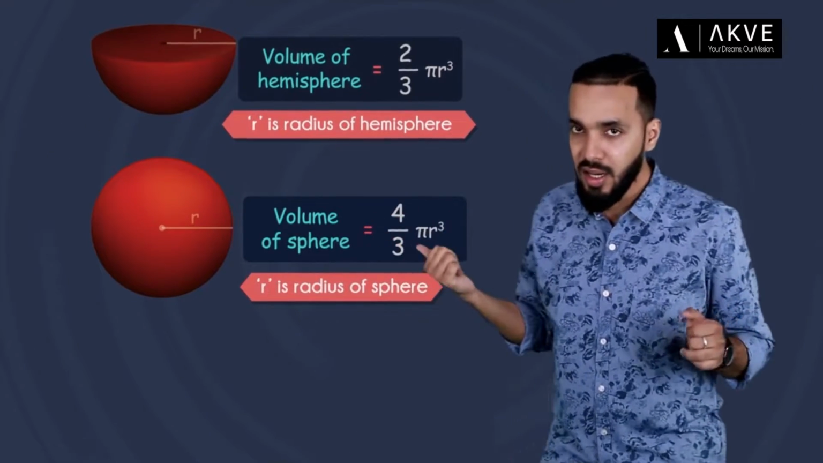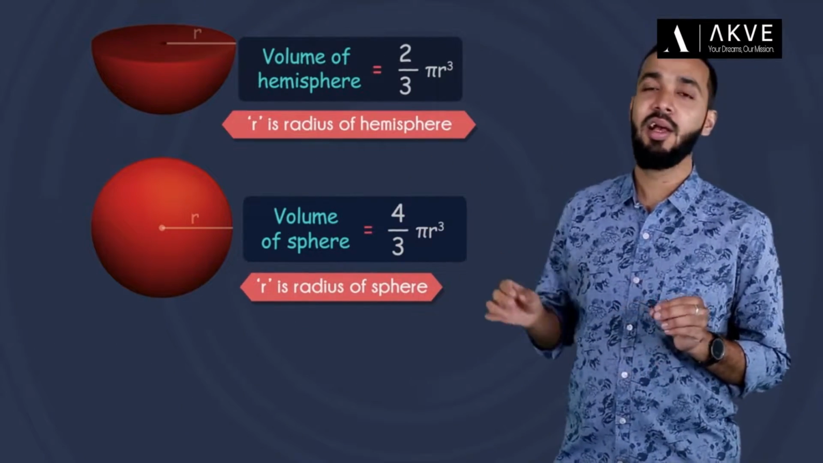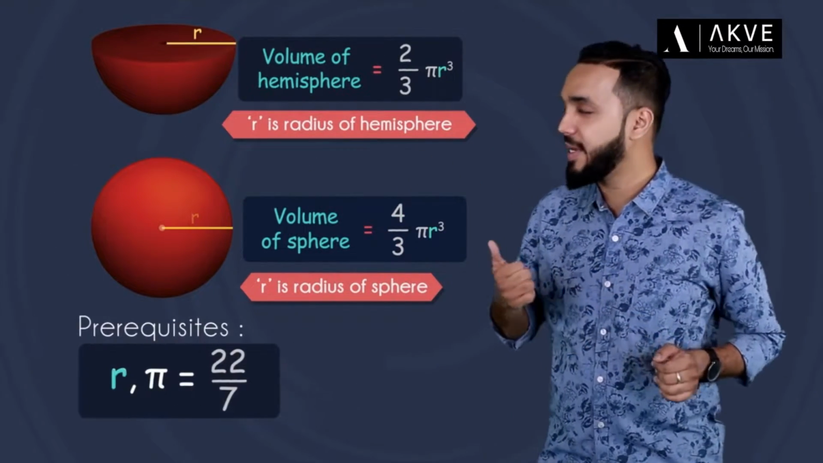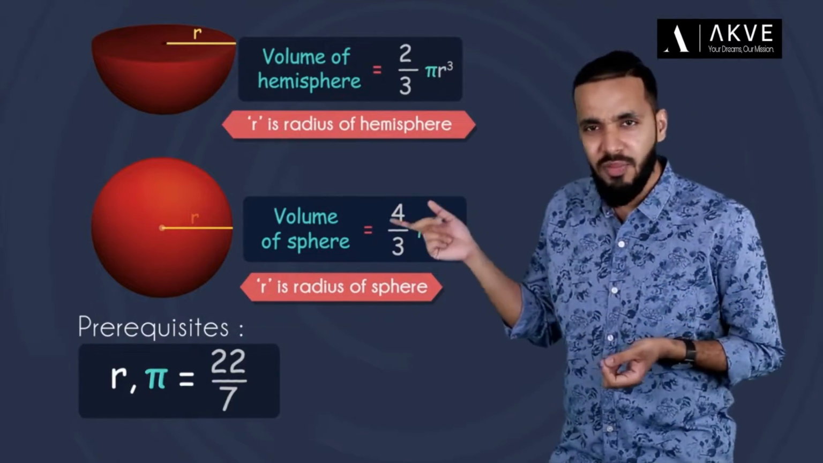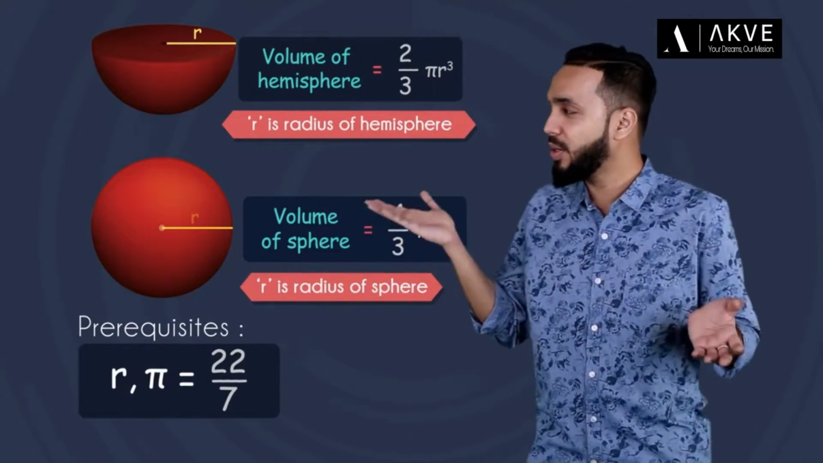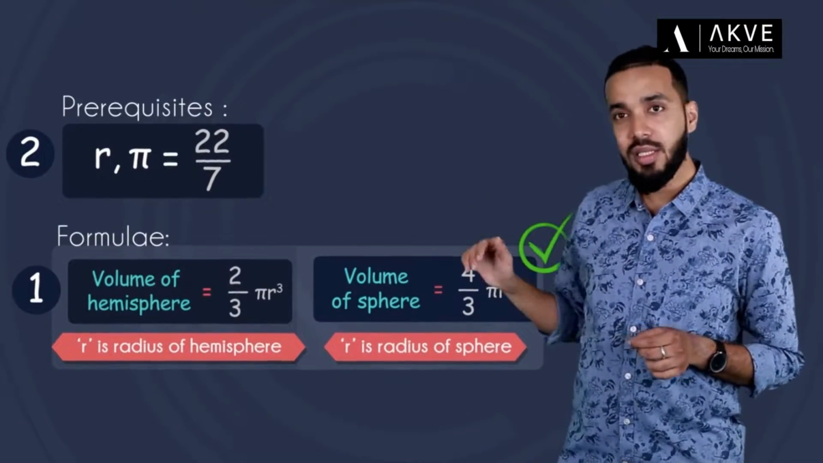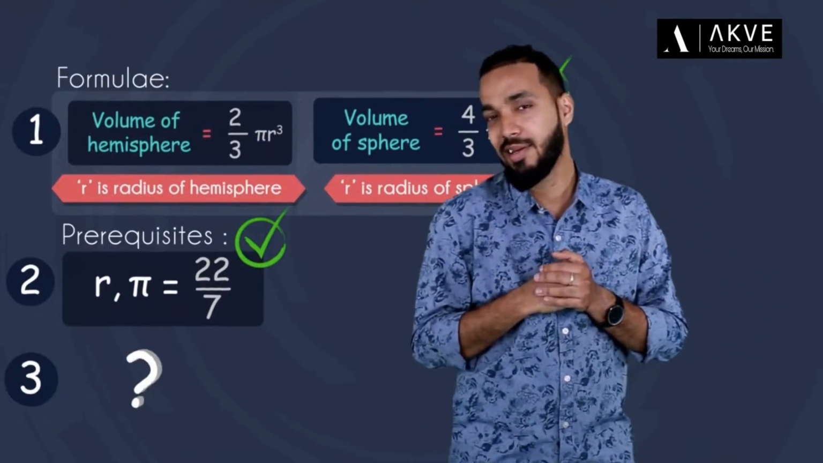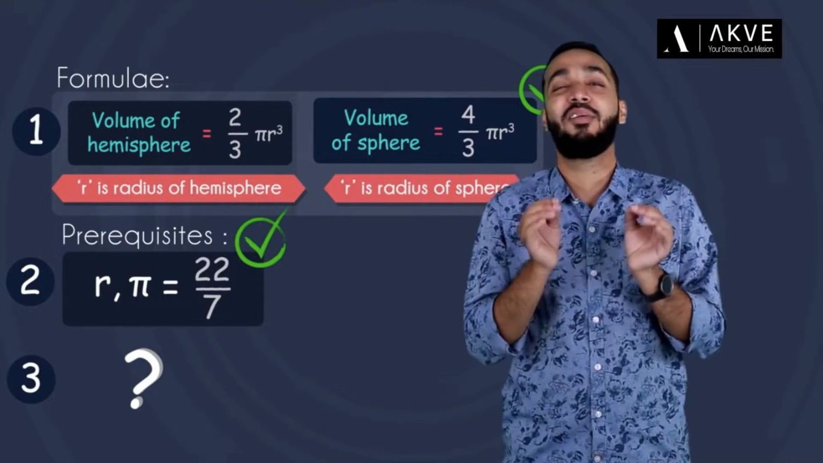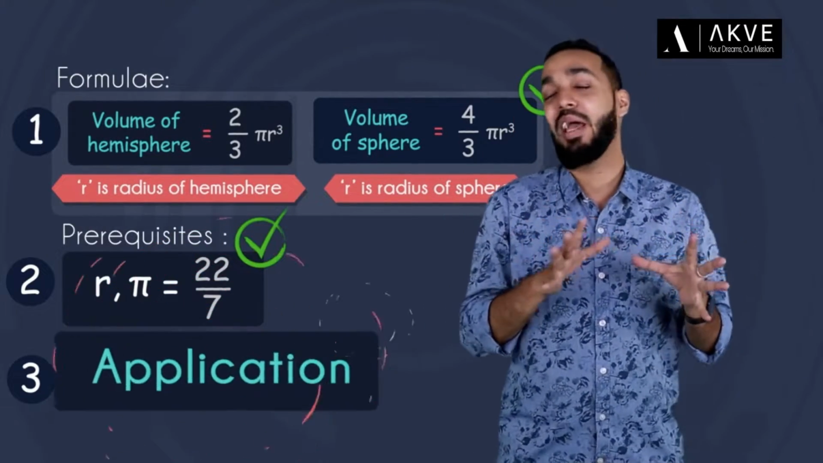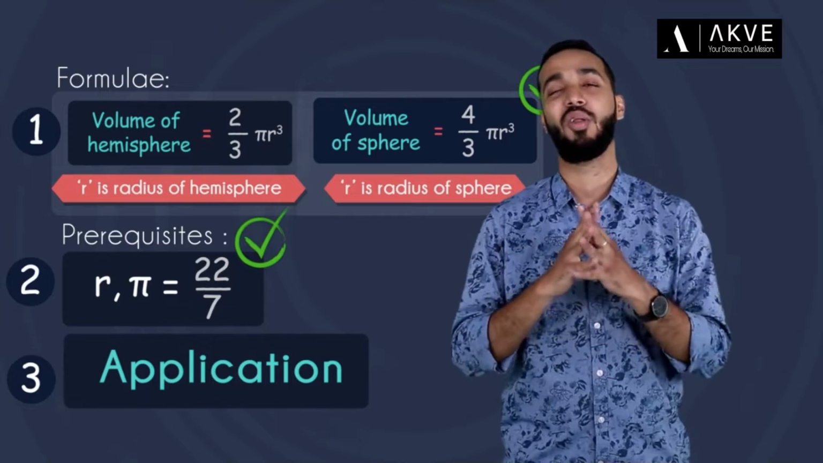Now, it's pretty clear that in either of the formulae, the only prerequisite is the radius. Also the value of pi, which is generally taken as 22 by 7. So, formulae done, prerequisites done. What's left? You know me well enough to predict it. We'll apply what we have just learned and solve a problem. Don't worry, we'll use a question that's simple as well as informative.